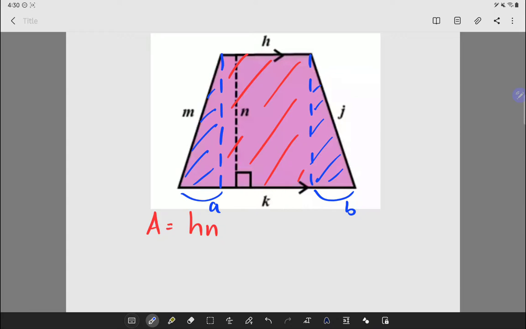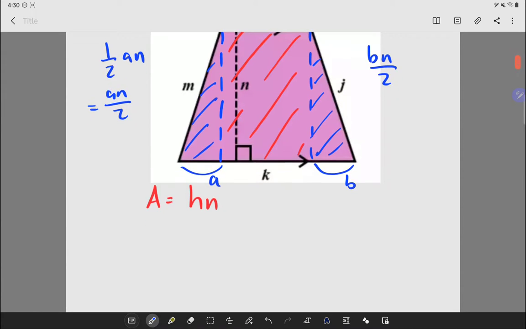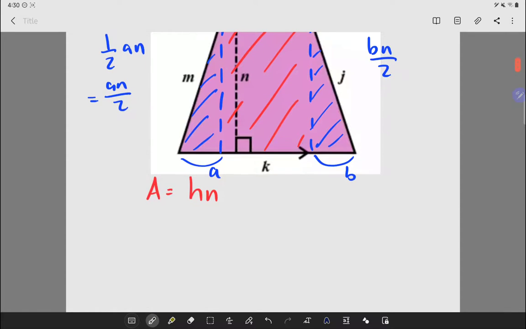Cool. Now, the area of the triangle on the left will be half a times n. You could even say it's an over 2. Same thing. And likewise, the right-hand side would be bn over 2. Now, we can add them together to get the full area of the trapezoid. It becomes something like this: area equals hn plus an over 2 plus bn over 2.